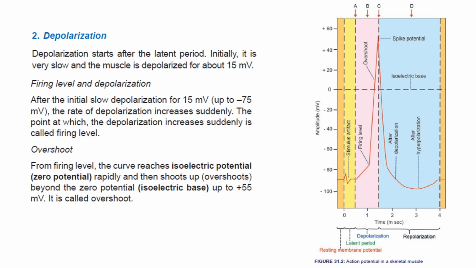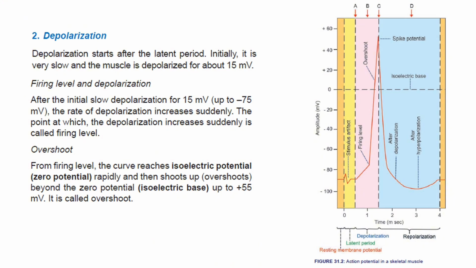This critical point is called the firing level, as it initiates a rapid shift in the potential, as you can see in the figure. After reaching the firing level, the membrane potential quickly rises to zero potential, also known as the isoelectric potential. From here, the curve doesn't stop, so it overshoots beyond the zero potential. It reaches up to plus 55 millivolts. This phase is referred to as the overshoot.